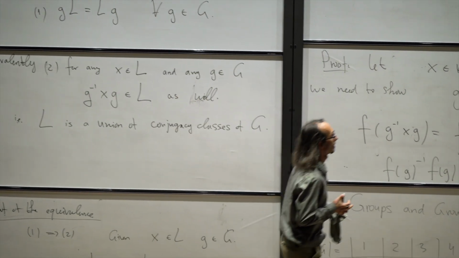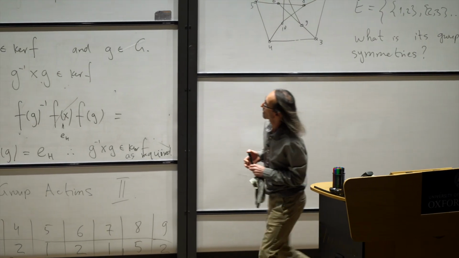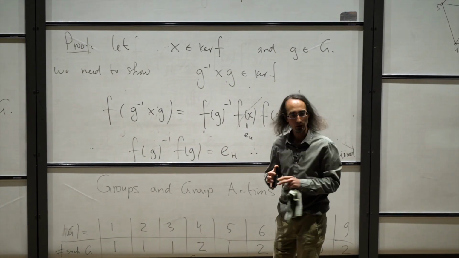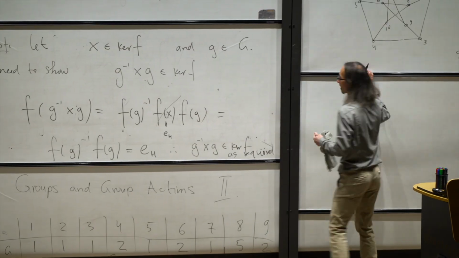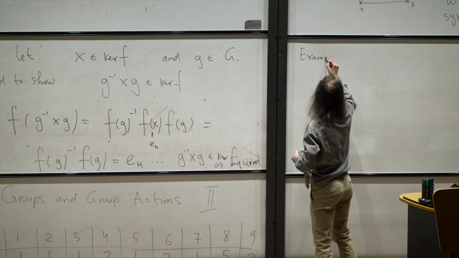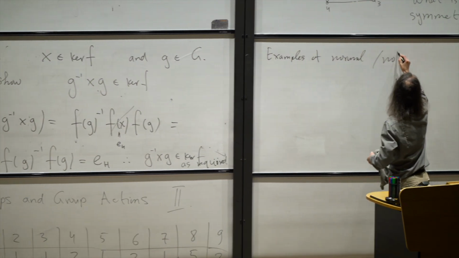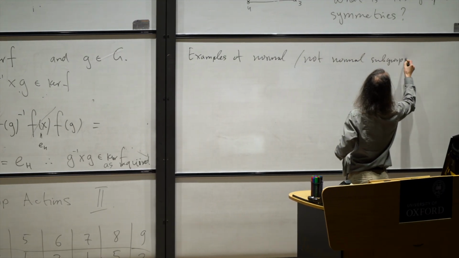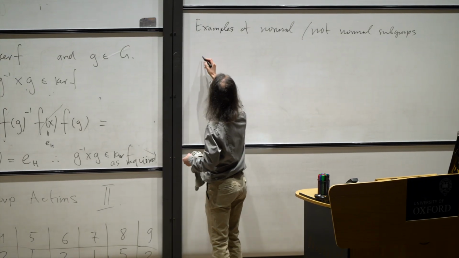and I think I have a couple of minutes. So let me just emphasize that normal subgroups are far more special than subgroups. So let's give an example of a subgroup which is not normal. Examples of normal and not normal subgroups. Okay?